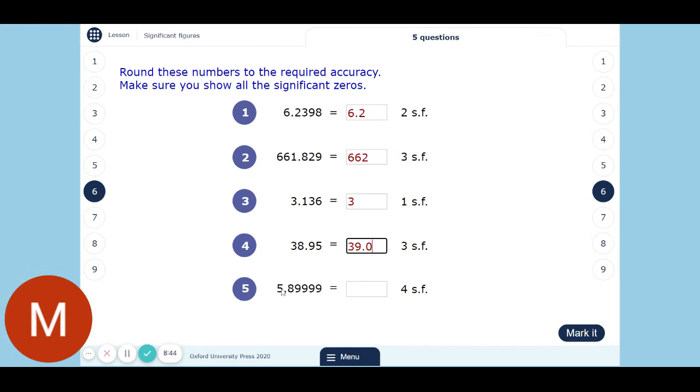And then four significant figures, 1, 2, 3, 4. So this one's more complicated again because this is going to round up, which is going to round up this one, and it's going to be 5.900 because it's going to round. Think about that as 899 rounding up to 900. Okay, and we've got 1, 2, 3, 4 numbers for the four significant figures. Okay, hopefully you got those right.